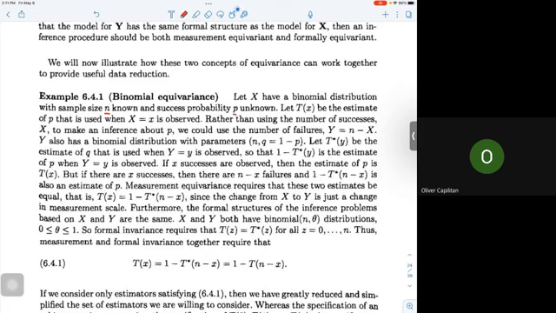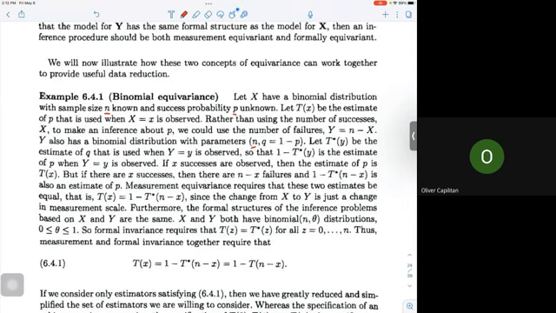And we can show easily that y also has a binomial distribution with the same number of trials, n, which is known. But the probability of success here, if we consider y as the number of successes, is q, which is equal to 1 minus p. So if we let t star of y be the estimate of this q parameter that is being used when y is observed.